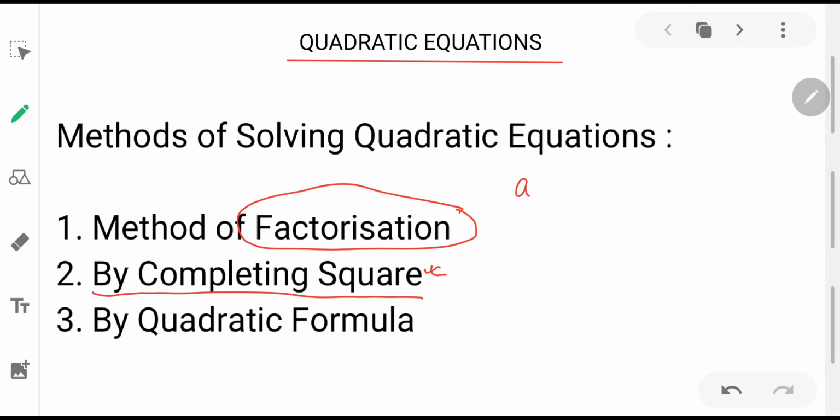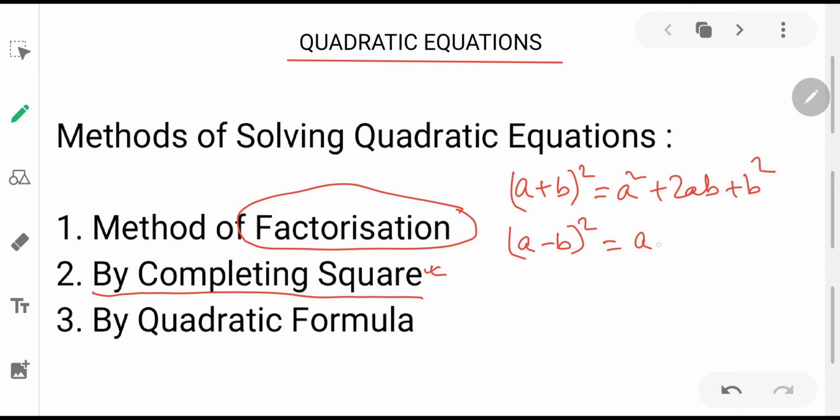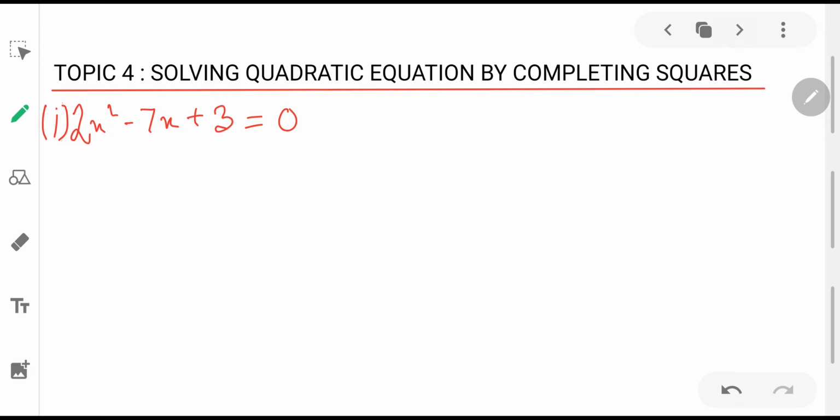The formulas are (a plus b) whole square, which is a square plus 2ab plus b square, and the second one is (a minus b) whole square, which is a square minus 2ab plus b square. Just with the help of these two formulas we can do the method of completing squares. So this is our topic 4, which is solving quadratic equation by completing squares.